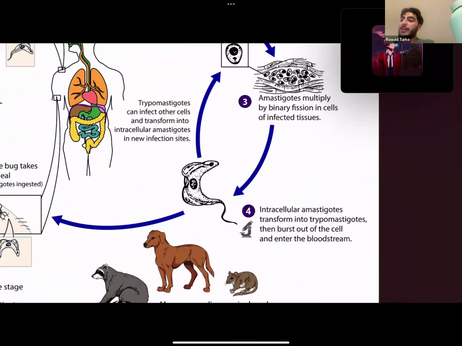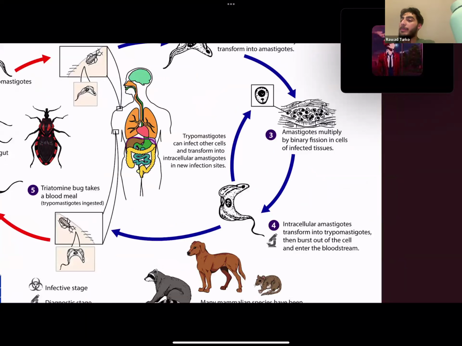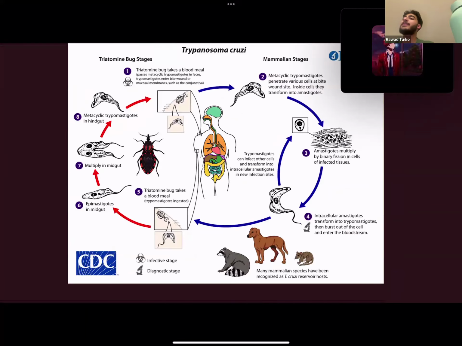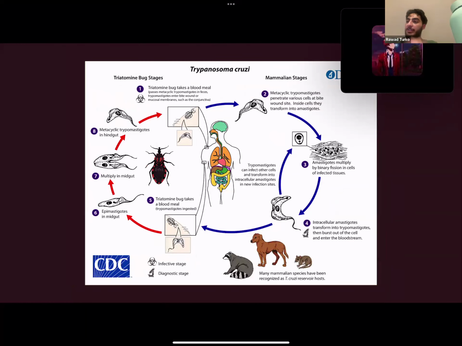So the intracellular amastigotes will then transform back into the trypomastigotes and then burst out of the cell and enter the bloodstream. And this is the diagnostic stage because once they're in the bloodstream, you can more easily detect them. And then sometimes these trypomastigotes will go and infect other places. So sometimes it's just the cycle of the amastigotes burrowing away in a random tissue, in a random organ, and then they'll pop out as trypomastigotes, and then they'll go back into another area in the body. Until again the same bug comes back and ingests these trypomastigotes in the blood, and then the whole cycle repeats over and over and over again.